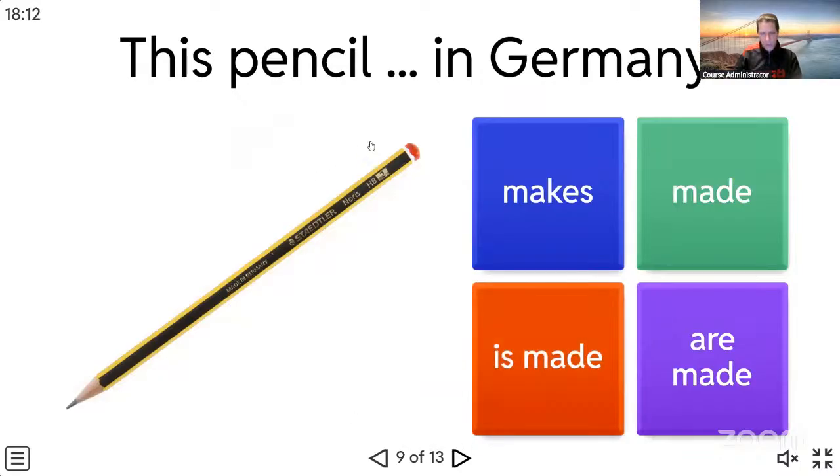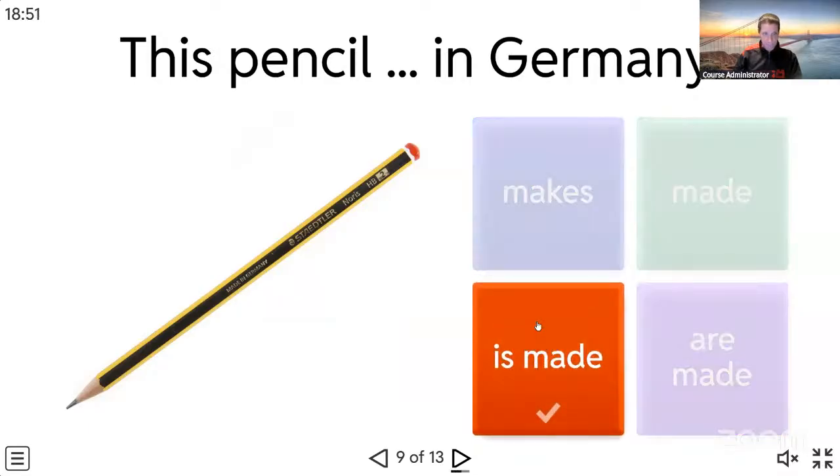All right, let's do one more because this one is an example of the present passive form because we're stating a fact. This pencil in Germany. This pencil makes in Germany, this pencil made in Germany. This pencil is made in Germany, or this pencil are made in Germany. Which one is correct? So we're stating a fact. We're saying the pencil, it's one pencil. We need to use verb to be, remember? So this pencil is made in Germany.